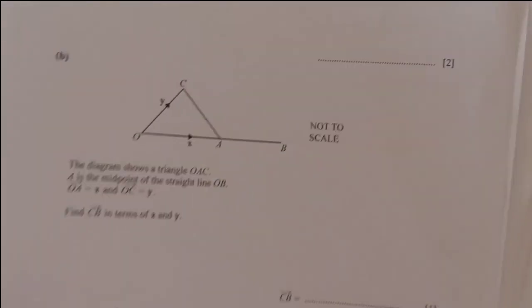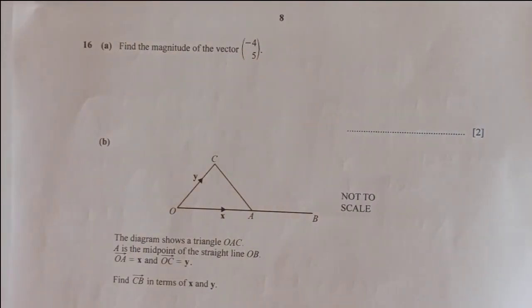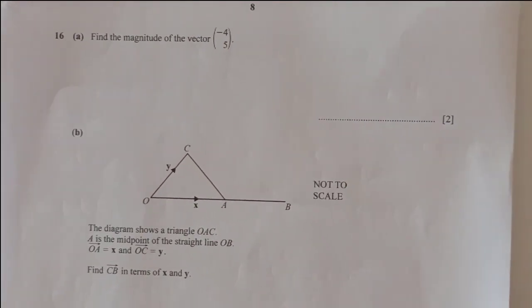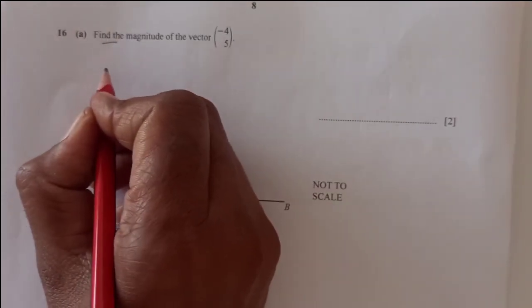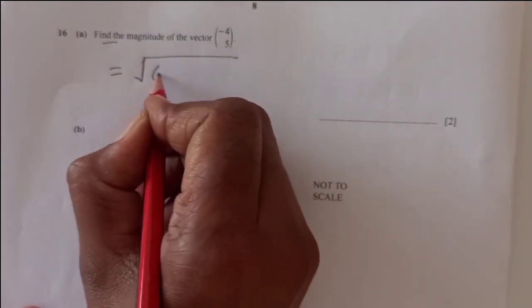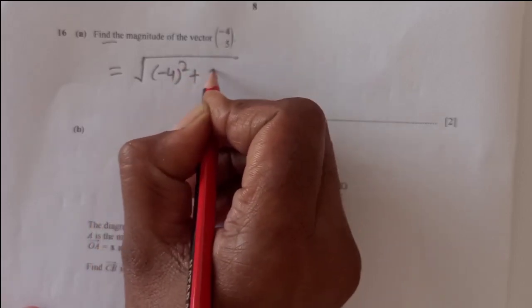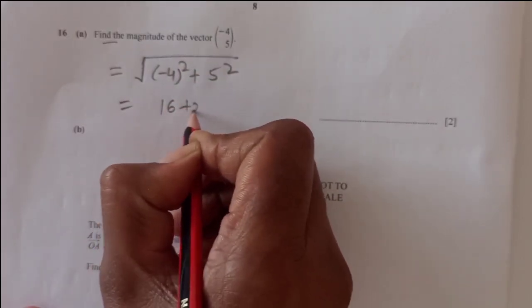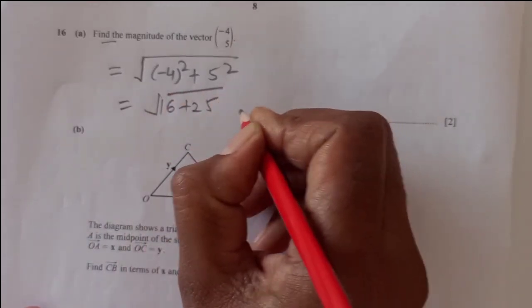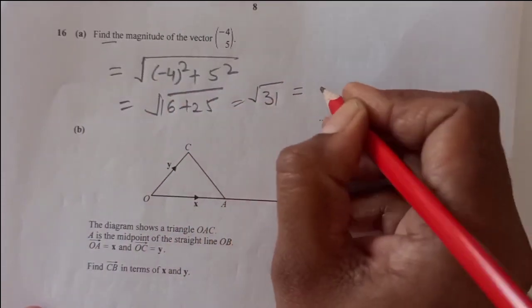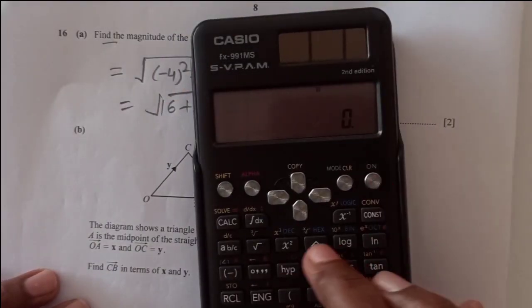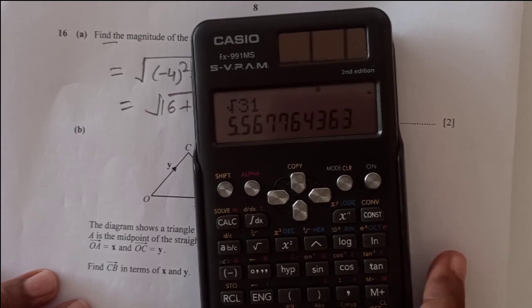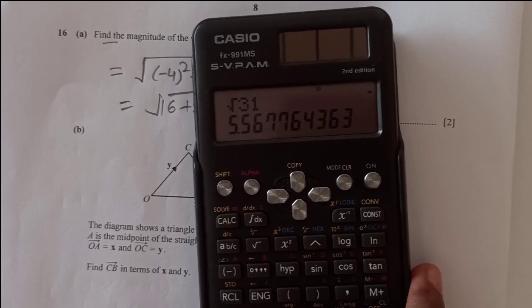We have here the magnitude of the vector. Find the magnitude. So the magnitude is going to be square root of x squared plus y squared. This is 16 plus 25, which is square root of 41, which comes out to be square root of 31, 5.56.